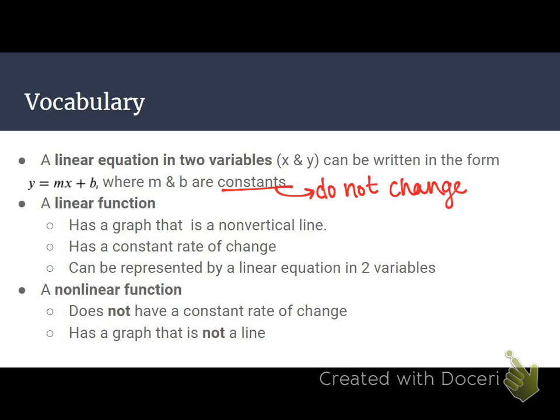A linear function has a few components to it. It has a graph that is a non-vertical line. So if it is a vertical line, it goes straight up and down. We don't consider it to be a linear function. It has a constant rate of change. That means the x's and the y's change at the same rate or the same pace. And it can be represented by a linear equation in two variables.